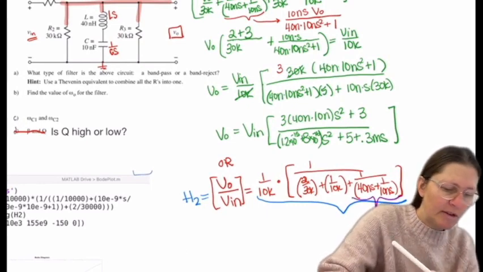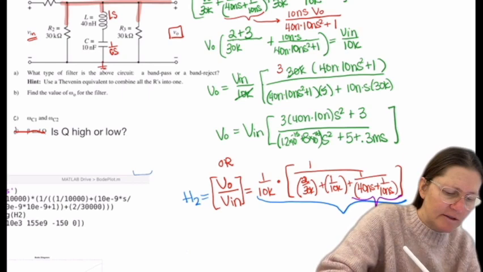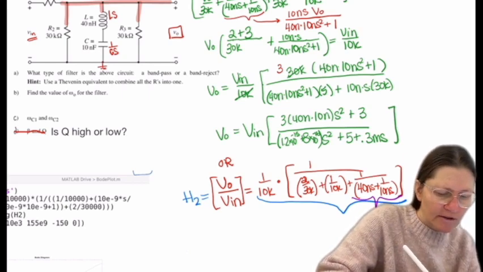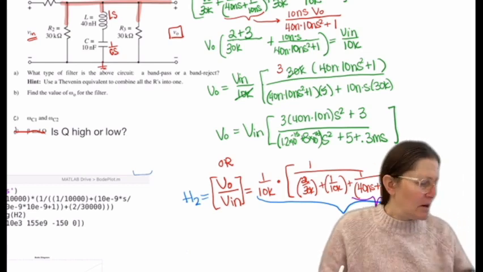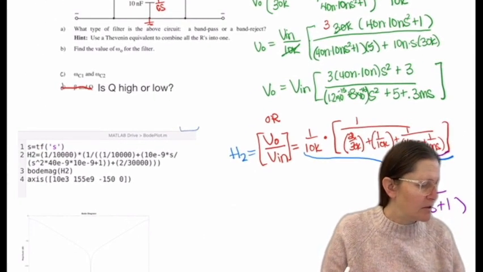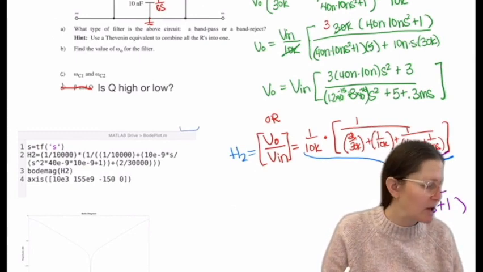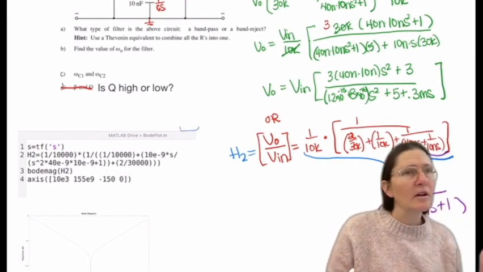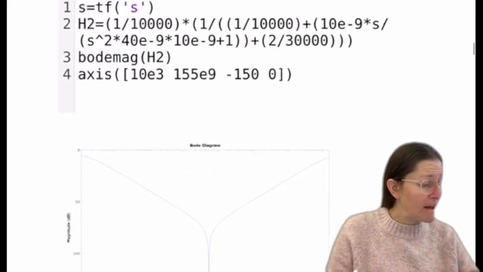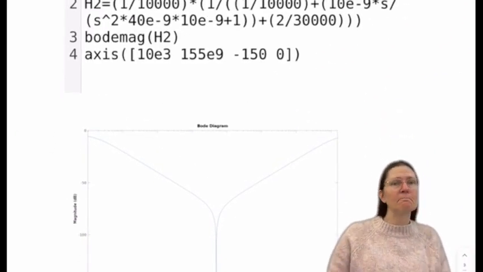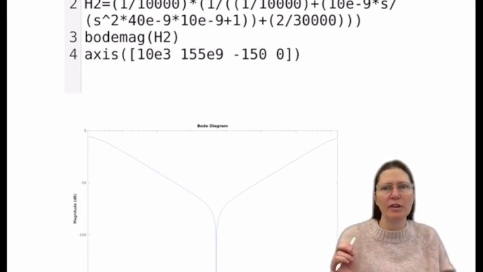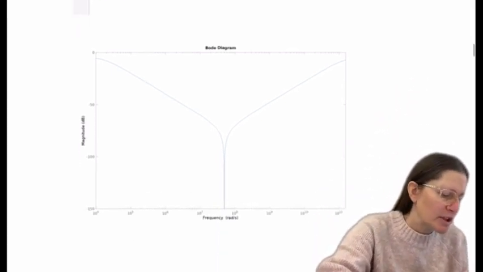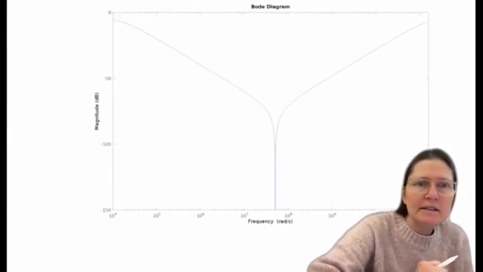So this term with a common denominator would be 10 nano S over 40 nano S times 10 nano S plus 1. And so you end up with 40 nano times 10 nano S squared plus 1. So anyway, then you do Bode magnitude, bodemag, H of S, and then you can define the axis, or you can play around with the settings to determine what they are. So the Bode diagram looks like this.